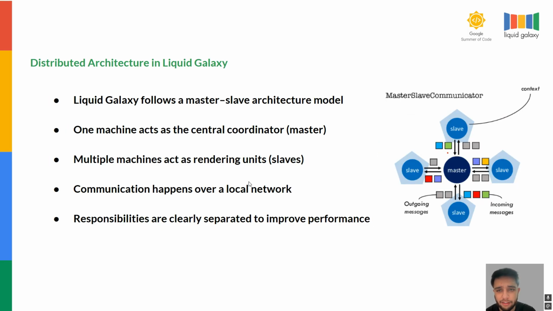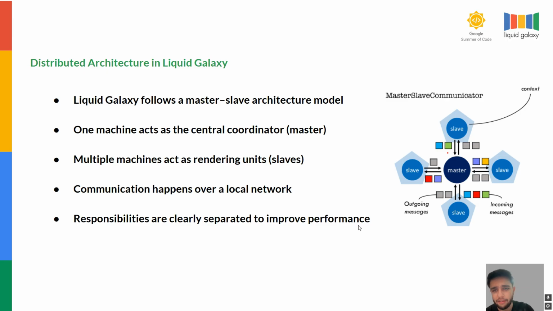Now we'll go to the next slide, distributed architecture in Liquid Galaxy. Liquid Galaxy follows a master slave architecture model. One machine acts as a master and coordinates the system. Multiple machines act as slave nodes responsible for rendering. All communication happens over a local network. Responsibilities are clearly separated, which improves performance, scalability, and stability.